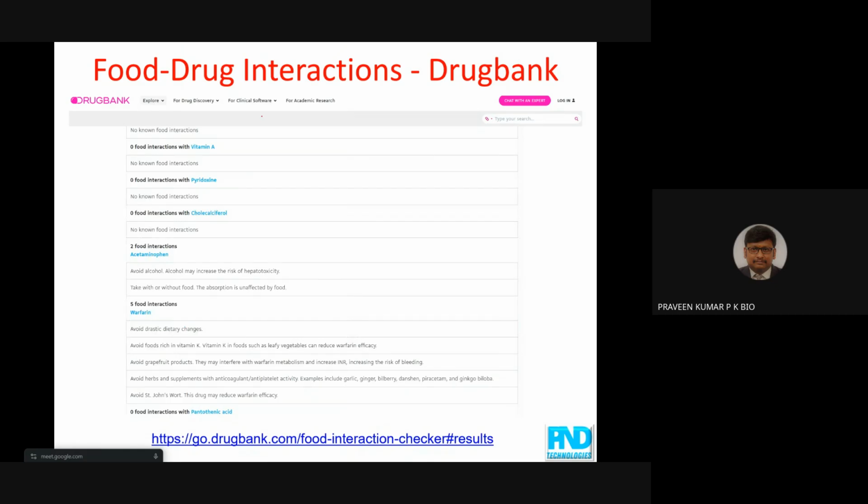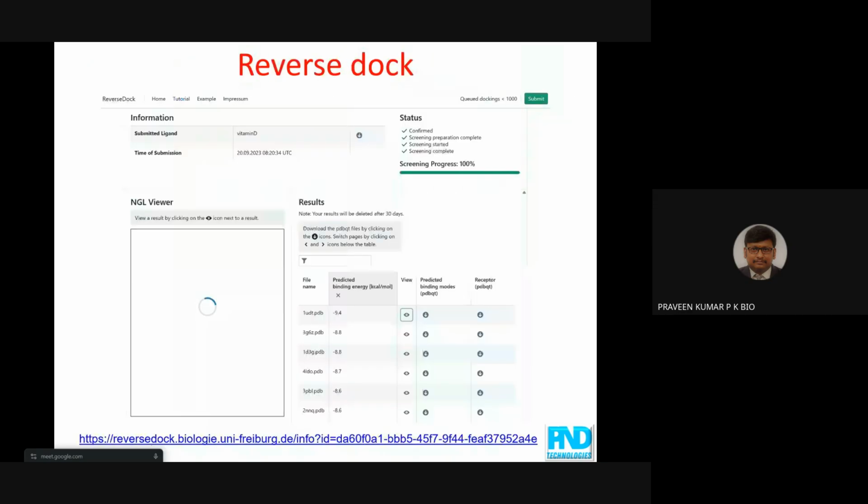Vitamin A does not give any interaction, but try to avoid alcohol, since consuming alcohol can increase the risk of hepatotoxicity. So we got this kind of information from the food-drug interaction checker from DrugBank.